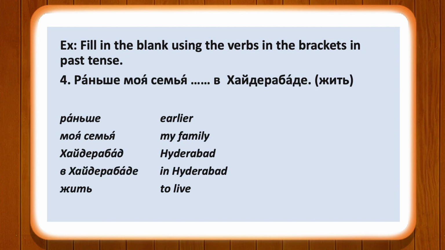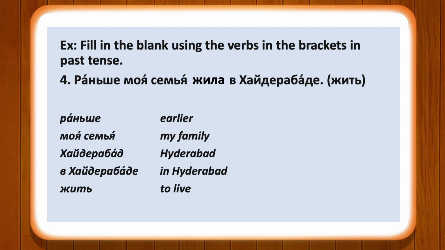The next sentence is Раньше Майя семья в Хайдарабаде. The verb in the bracket is жить, which means to live. To use this in past tense according to the word семья. Семья means family and it belongs to the feminine gender. So the verb жить will be conjugated in past tense according to the noun of the feminine gender. So the correct sentence would be Раньше Майя семья жила в Хайдарабаде.